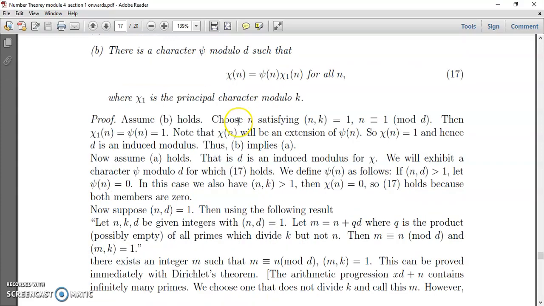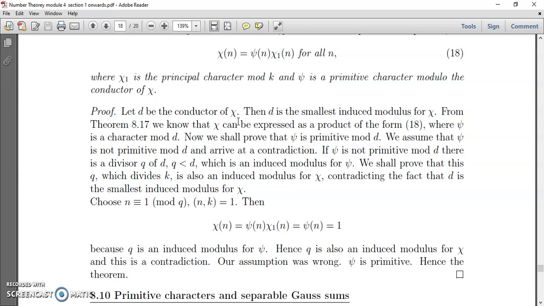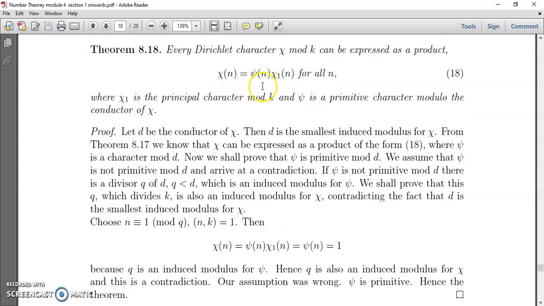So by using this theorem we can express chi of n as psi of n times chi 1 of n for all n, where chi 1 is a principal character and psi is a character modulo D. That we have already proved. Now further, if we prove that this psi is primitive, then our proof is over. So now we have to prove that psi is primitive.